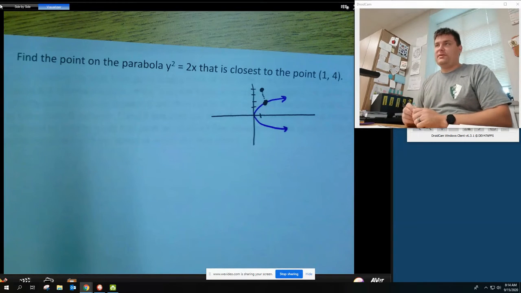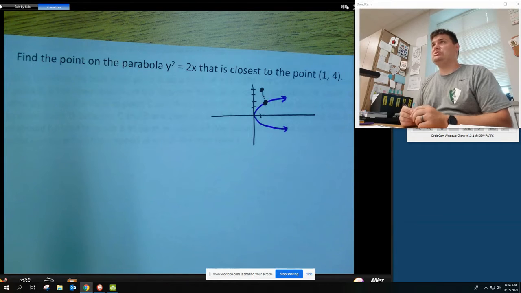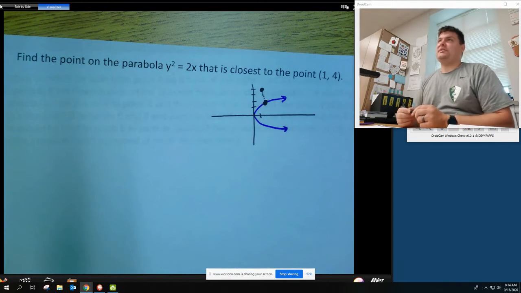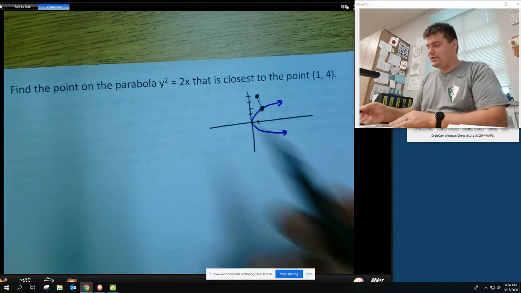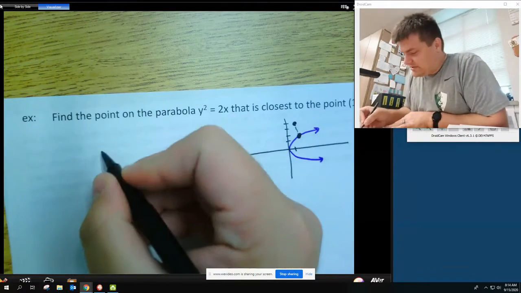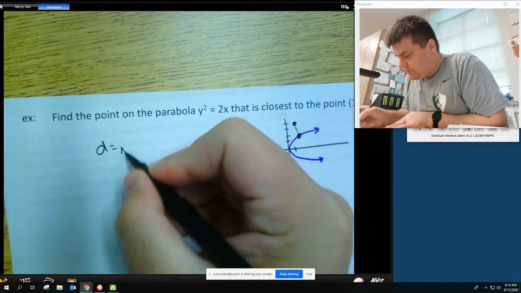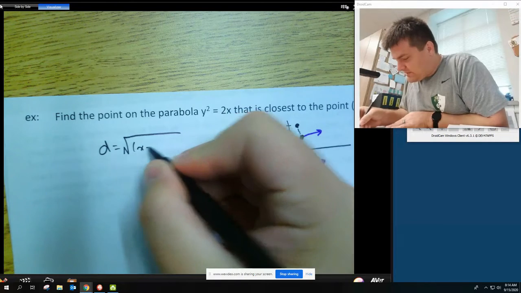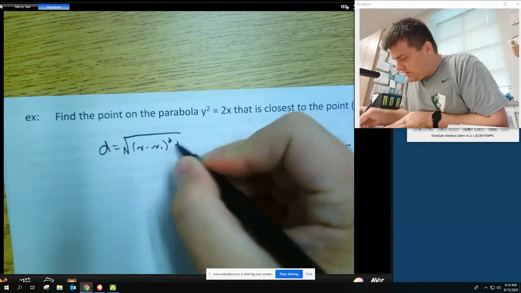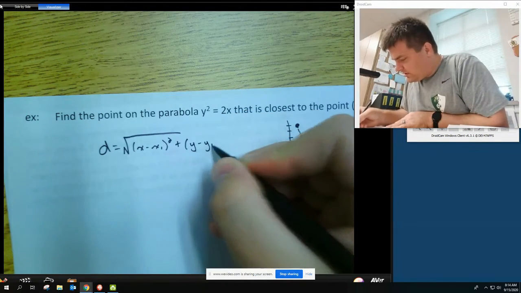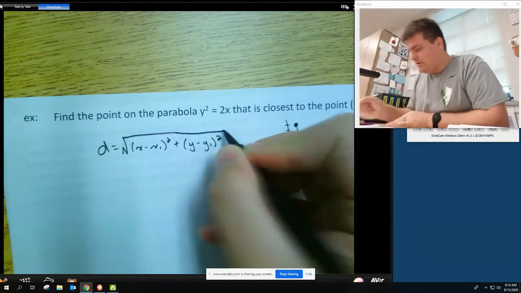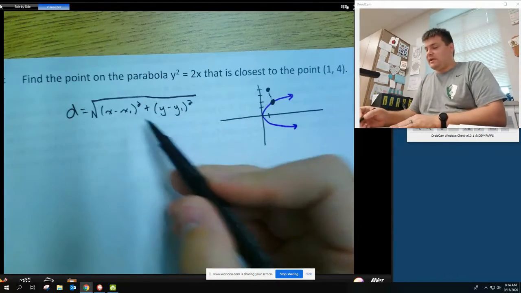So is there a formula that I know that can help me out with how far away something is? Maybe something that we learned in geometry. Because again, a lot of these are geometry things. You might have learned it beforehand in algebra. Is that the distance formula? So we're going to go ahead and use the distance formula. So what is the distance formula? Well, it's d equals square root of (x minus x1) squared plus (y minus y1) squared. Okay, so this is the formula that we're going to end up taking the derivative of.